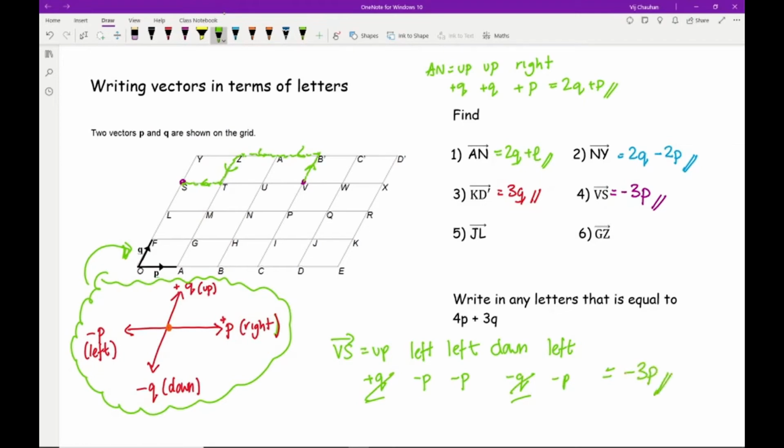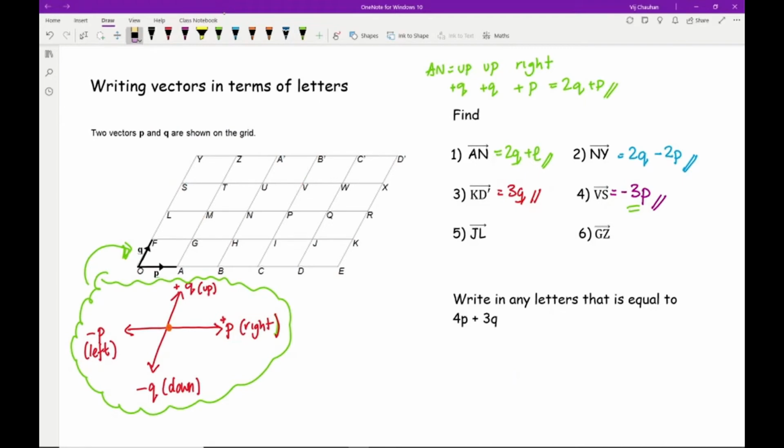So you can see how I get the exact same answer as if I went the direct route, and that's what working with these vectors is. It doesn't matter whether you go the long route or the short route, the vector in its simplified form will always give you the same answer. So if you decide to go a different route to what I'm doing on the screen, you should still get the same answer. So then moving on to question 5, here we're going J to L.